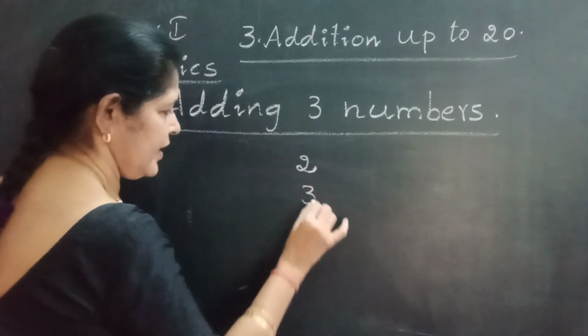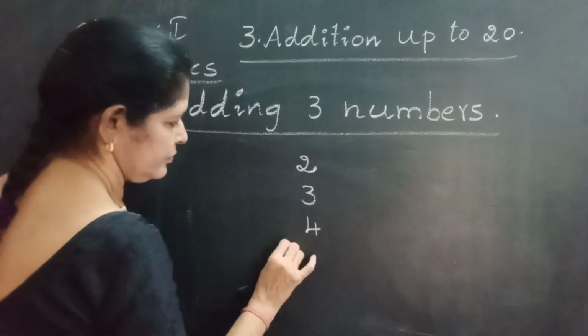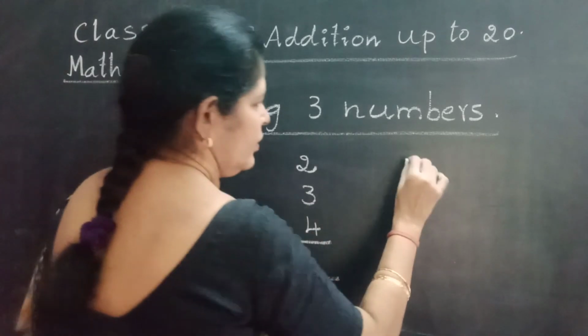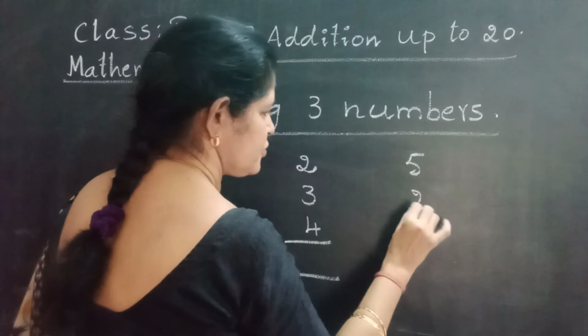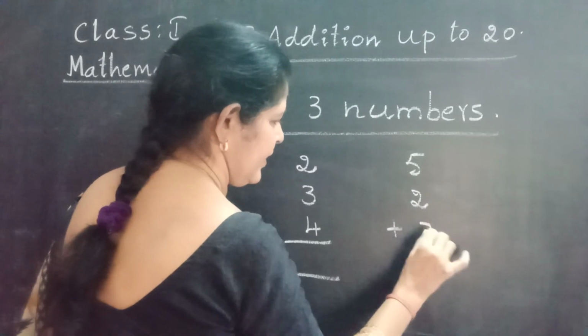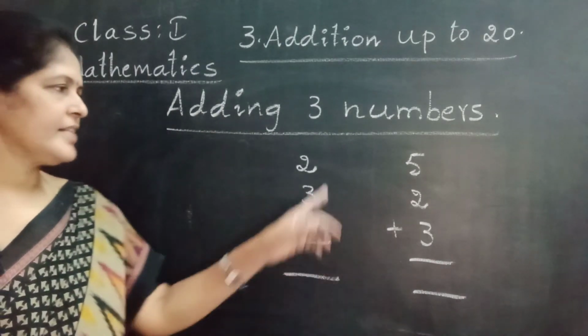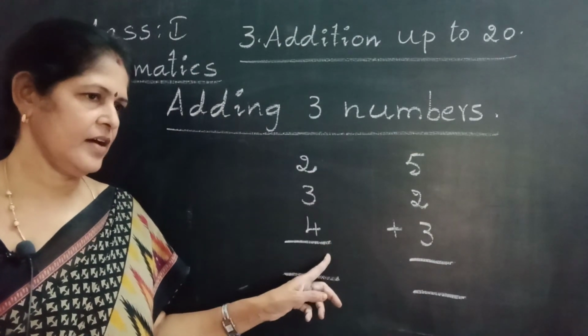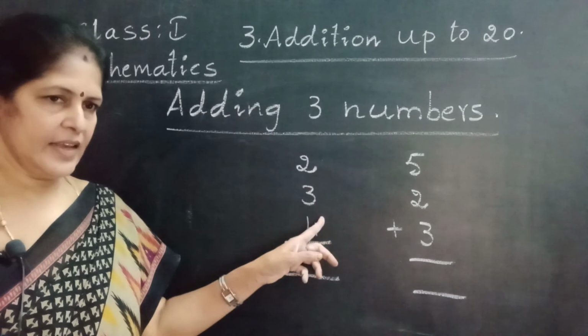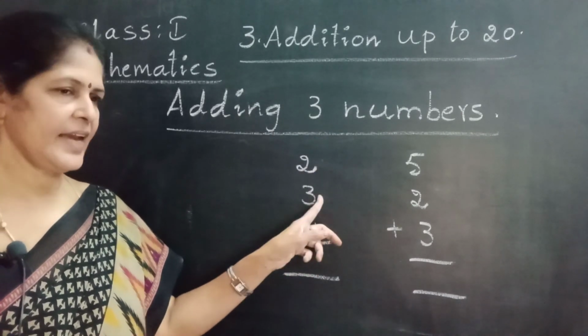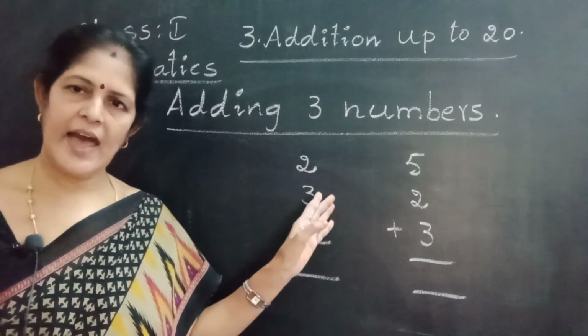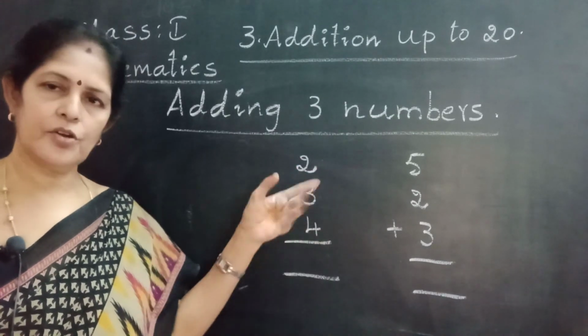2 plus 3 plus 4. 5 plus 2 plus 3. Find the totals. Adding 3 numbers. 3 numbers are given. First add first number and second number. We get sum. Add third number to that sum.